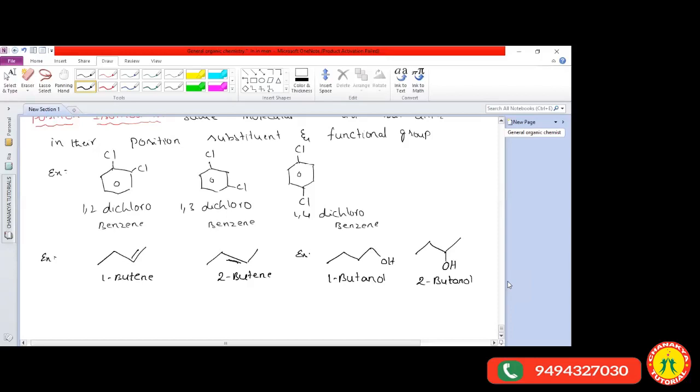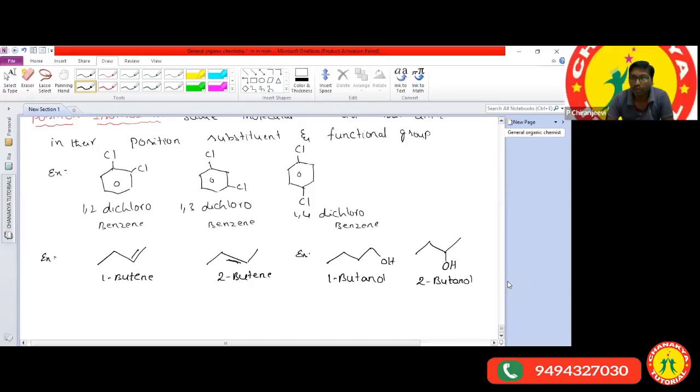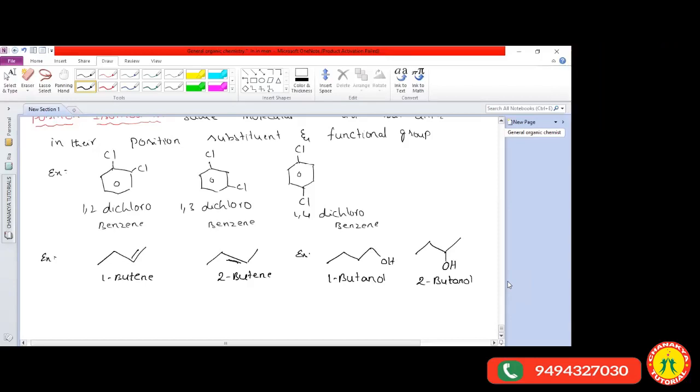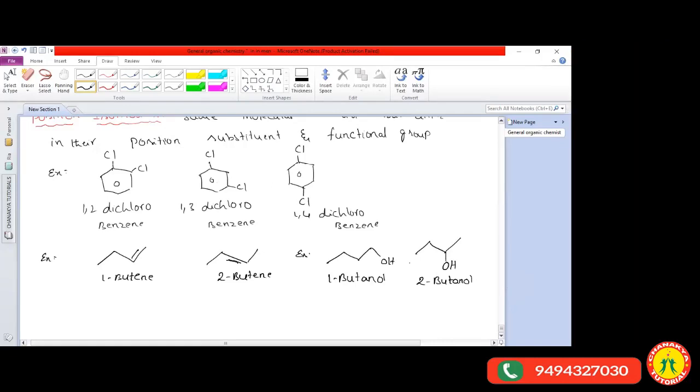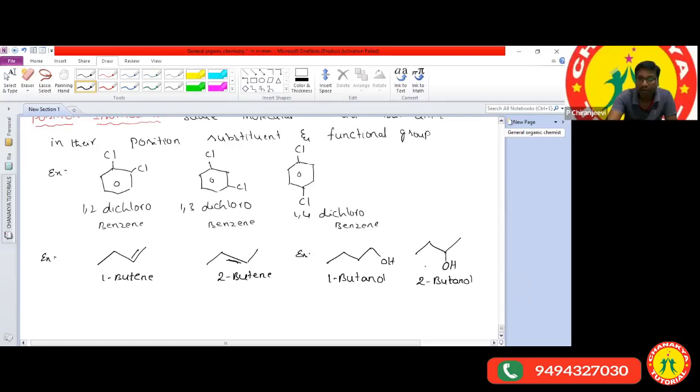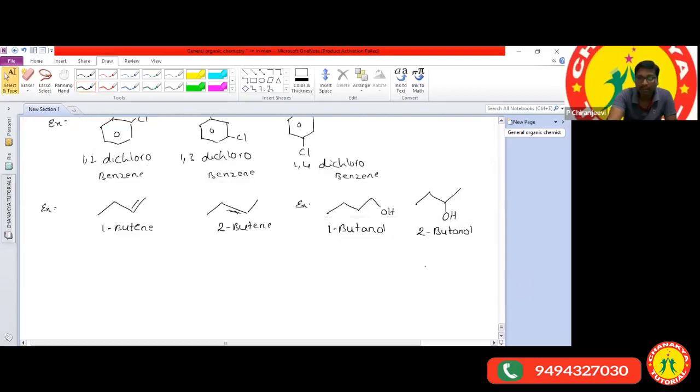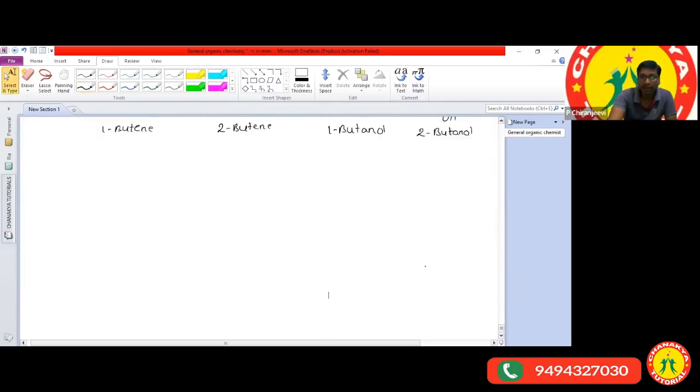Can you explain the iso term? How can we say that it is iso? About 2-butanol, can we call it isobutanol? No, sir, we can't call it isobutanol. How are compounds called isobutanol? Very good question. I'll explain now.